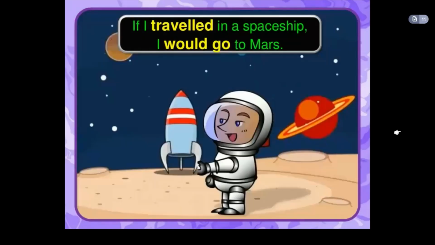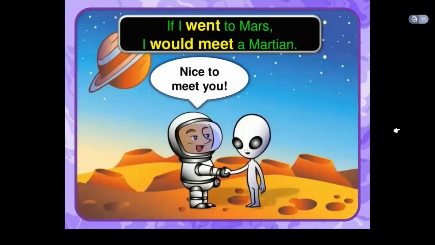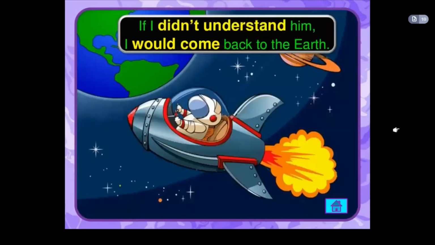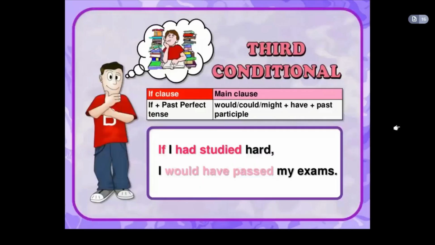If I traveled in a spaceship, I would go to Mars. If I went to Mars, I would meet a Martian. If I met a Martian, I wouldn't understand him. If I didn't understand him, I would come back to the Earth.